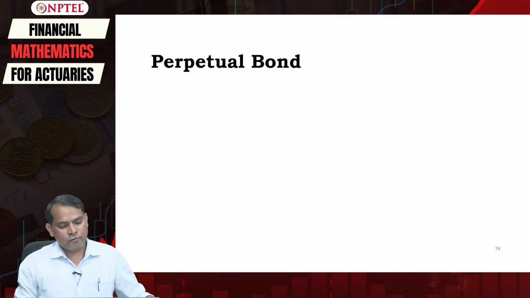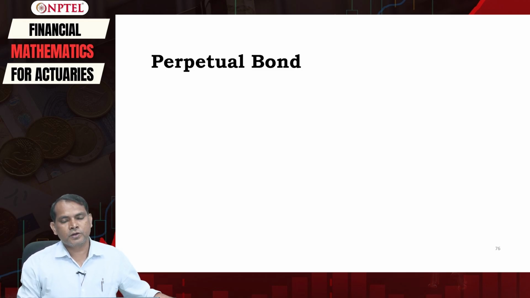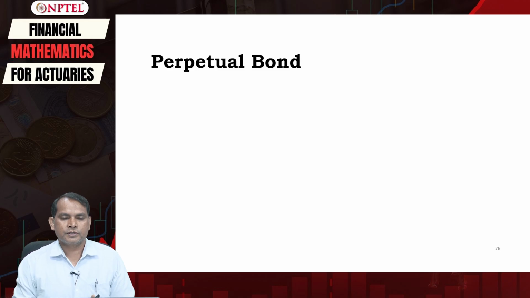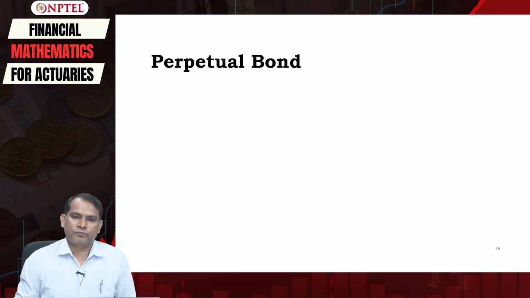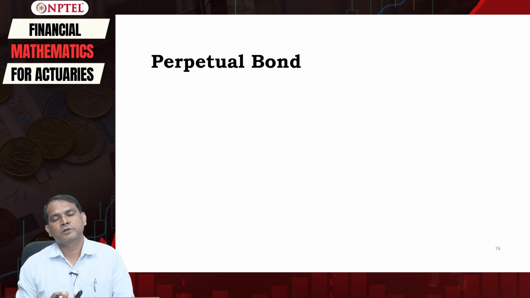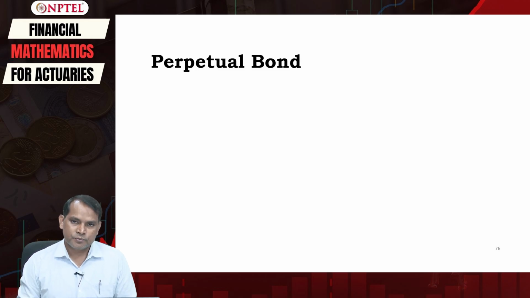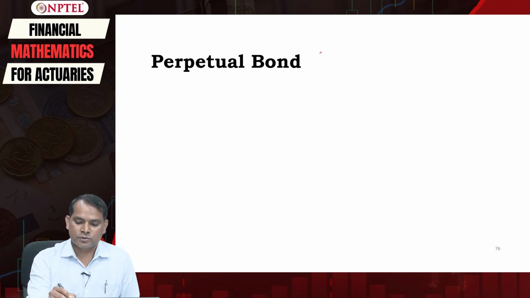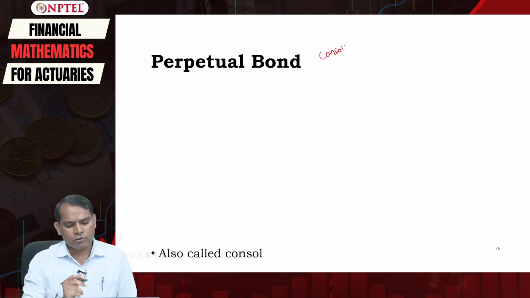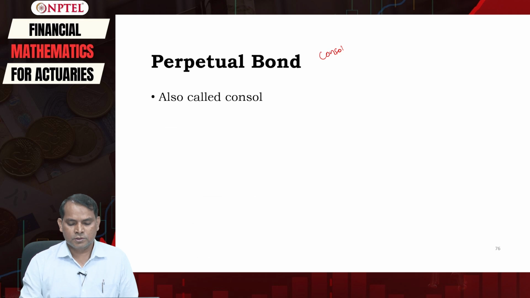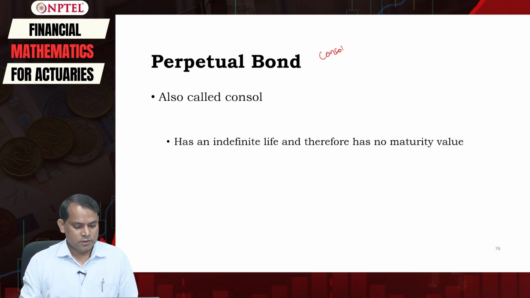So, another type of bond is known as the perpetual bond. Remember, what do you understand by the term perpetuity? Perpetuity looks like an annuity, but it never terminates. So, a stream of cash flow that never terminates is known as perpetuity, which you have already understood. This perpetuity is also called a consol.